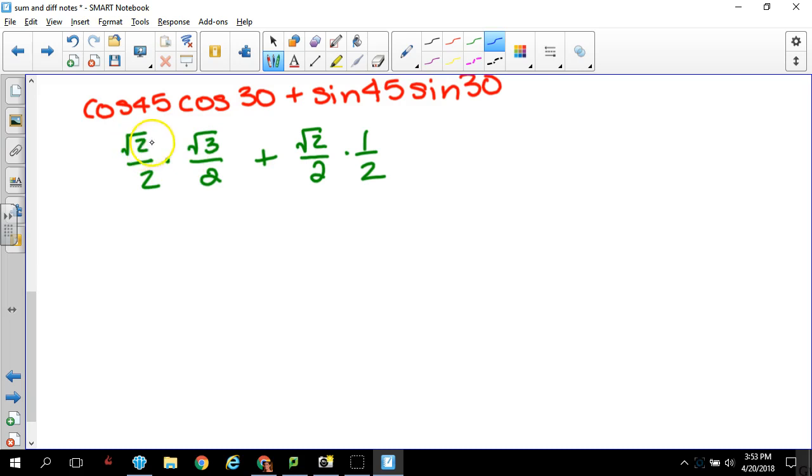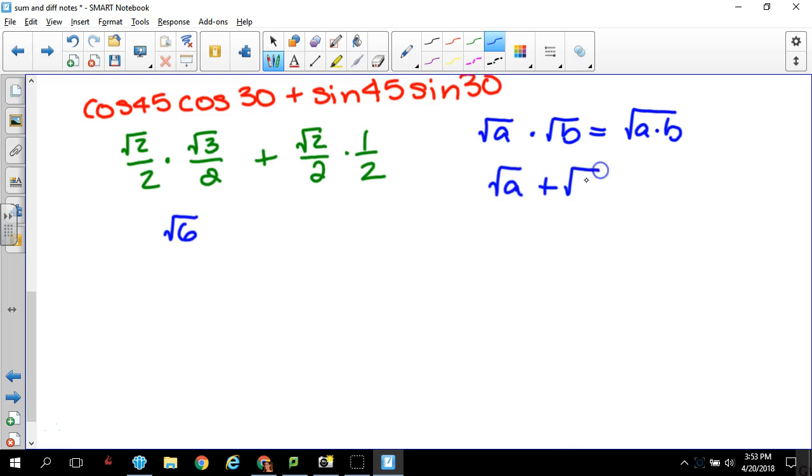In this case, I have square root 2 times square root 3. That's going to get me square root 6, because square root a times square root b equals square root a times b, whereas square root a plus square root b equals just that, square root a plus square root b. Can't change that. Now 2 times 3 is 6, so I've got that. 2 times 2 is 4. Square root 2 times 1 is going to get me square root 2. 2 times 2 is going to get me 4. I almost said 2.